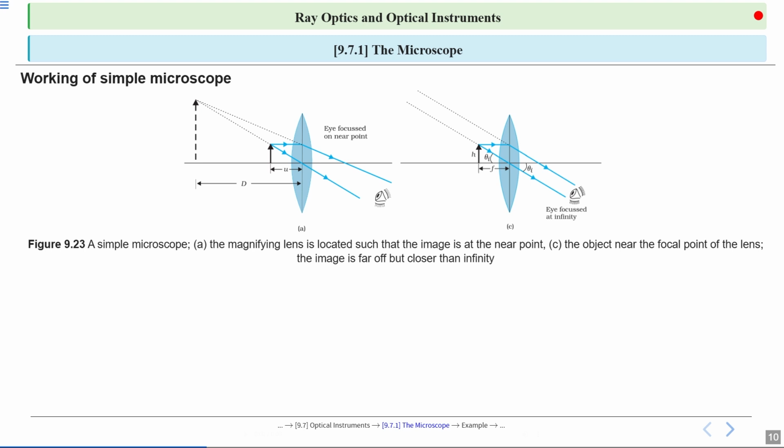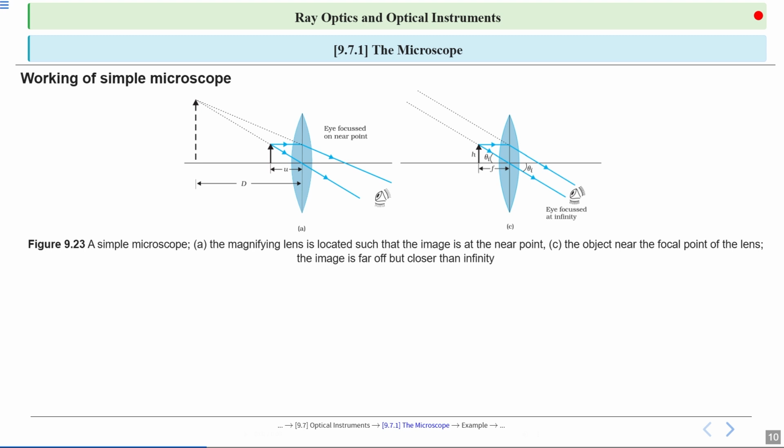Here we have two images illustrating the setup of a simple microscope. On the left, the magnifying lens is positioned so that the image is at the near point, D, which is the closest point at which the eye can focus comfortably. On the right, the object is near the focal point of the lens and the image appears far off but closer than infinity. These images help us visualize how the lens manipulates light to magnify objects.